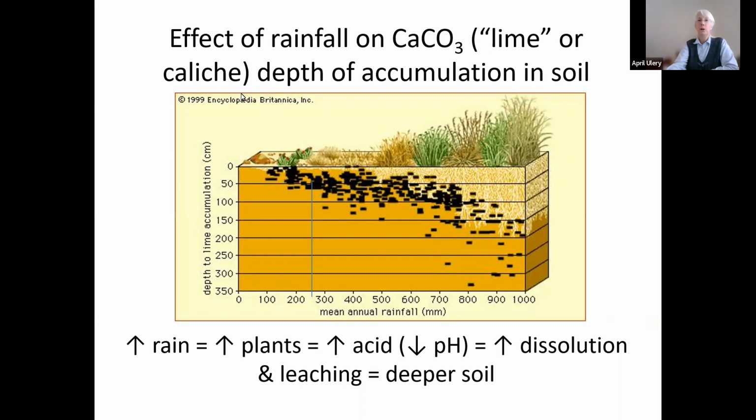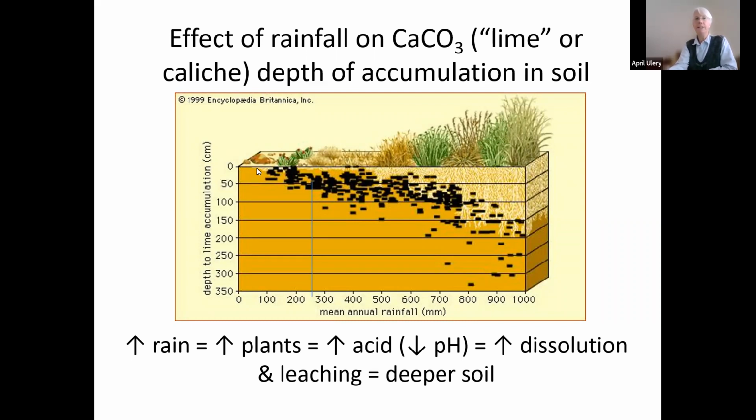And here's an example, if you can see it. Here's an example of the effect of rainfall on calcium carbonate, which we call lime or caliche in southwestern soils. If you look at the development of soil going from a very dry area on the left to a relatively moist climate or area on the right, you see that calcium carbonate, which is a soluble compound, goes deeper into the soil profile, and it might even be exposed at the surface out here in an area like New Mexico, where we only get 10.5 inches or 267 millimeters of precipitation or rainfall a year.